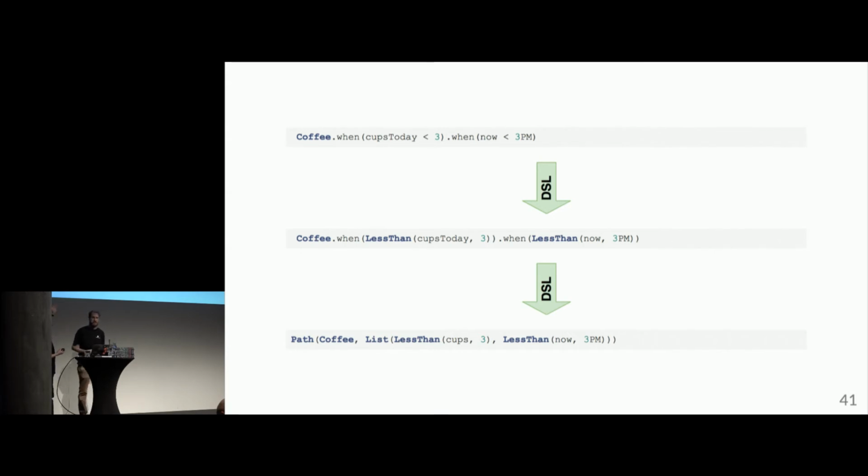Coffee doesn't have a when method on it. Cups today doesn't have a less than method on it. So we're going to need to do some work in Scala to make the compiler able to handle that. And we kind of need to address two things here. The first is those predicates. So when we say cups today less than 3, the compiler needs to turn that into an instance of our less than predicate, capturing the two values there. And similarly, those whens have to turn into predicate tests that form a path to that outcome.